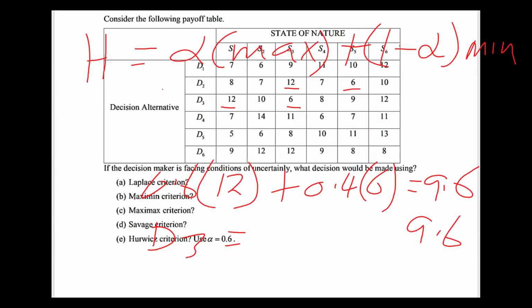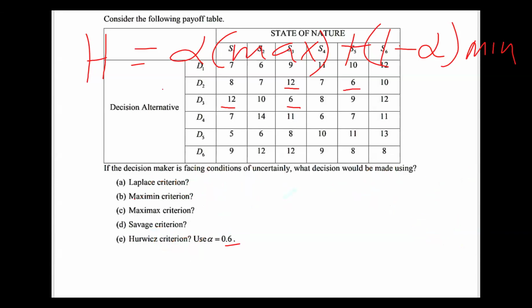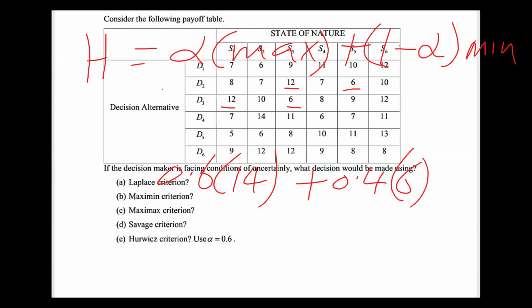When we go to D4, the highest is 14. So 0.6 times 14, plus 1 minus 0.6, which is 0.4, times the minimum, which is still 6. What do you get? 10.8. 10.8.